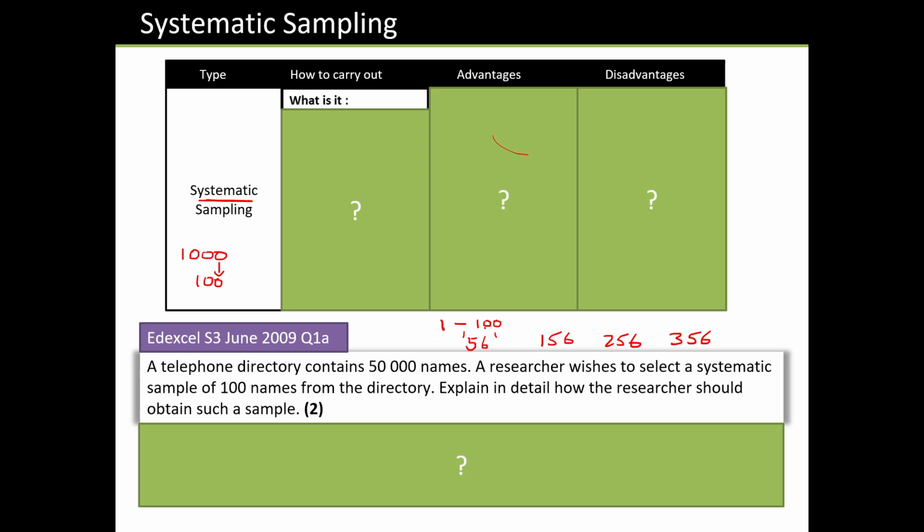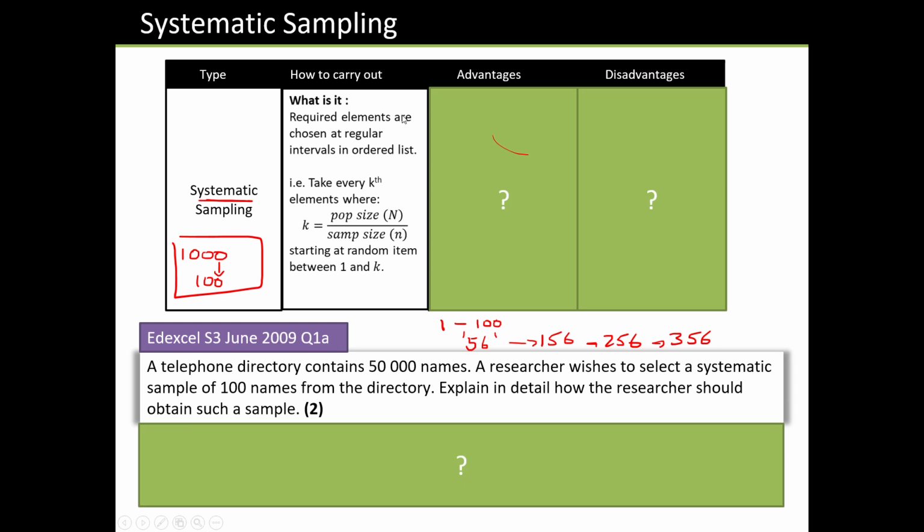You've been random because before you started all of this, everybody in the population had an equal chance of being picked. It's just that now you go up by a set amount each time. And that amount came from looking at the ratio of the population to the sample. So required elements are chosen at regular intervals. Our interval here was 100, the population over the sample size. That will give you an idea of what you need to do.